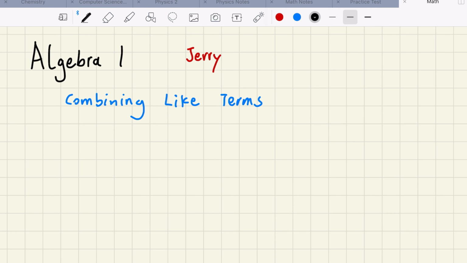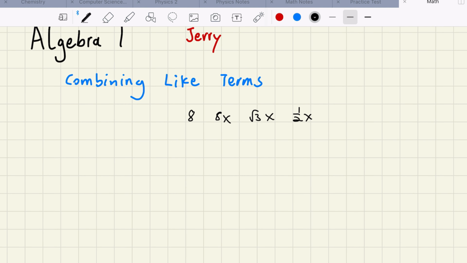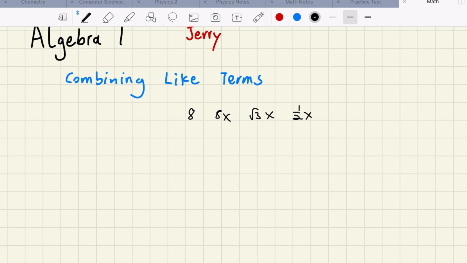So, combining like terms. Terms could be 8x, root 3x, half x. Terms could be anything like those numbers, and you basically have to combine terms that are similar. So we have to combine terms that are the same type. For example, we cannot combine 8 with 8x, because 8 is just a constant, but 8x is a constant with a variable, or a coefficient. So we cannot combine 8 and 8x.